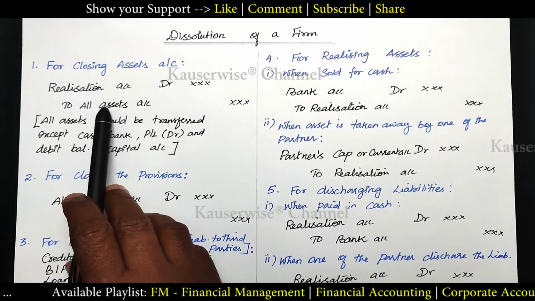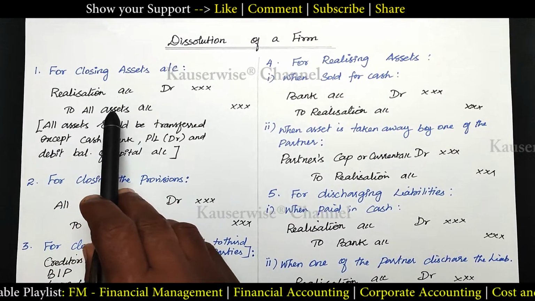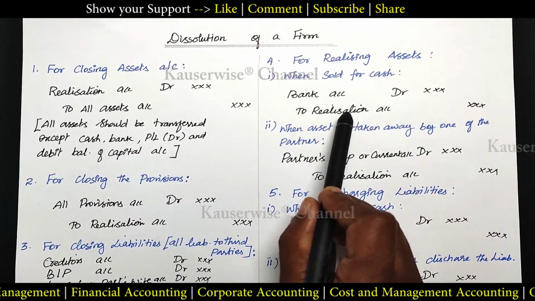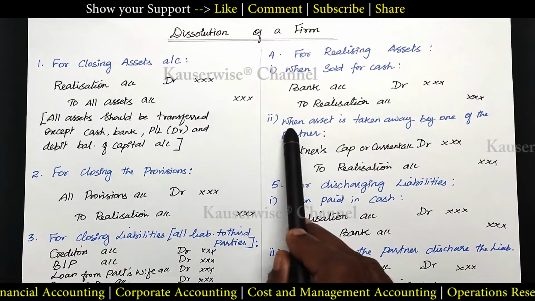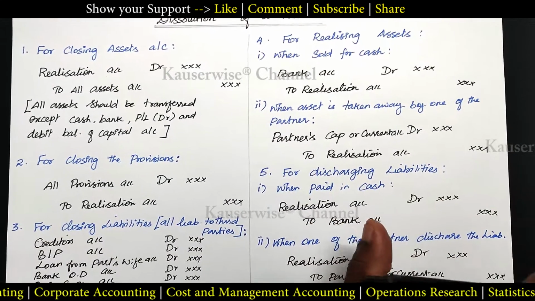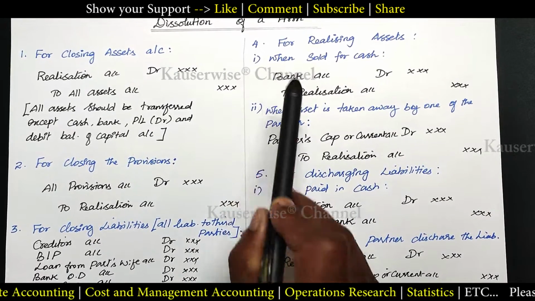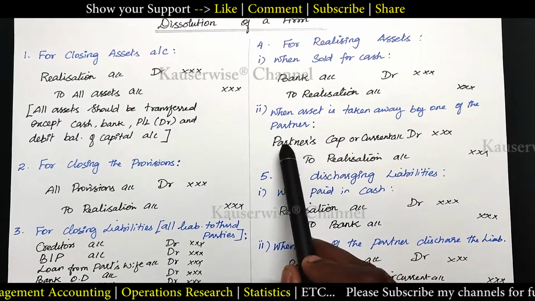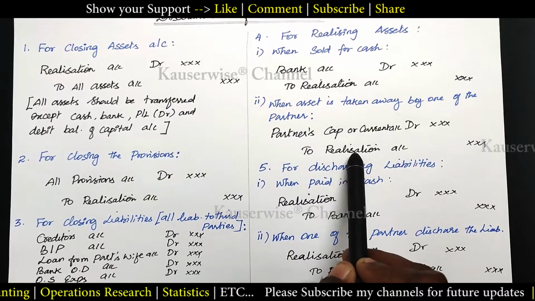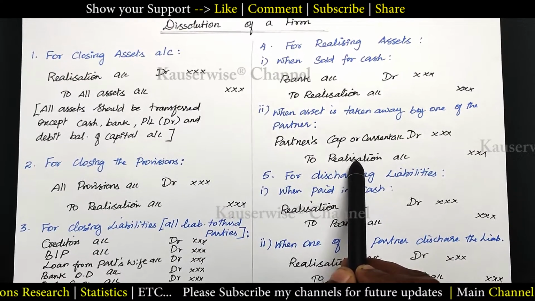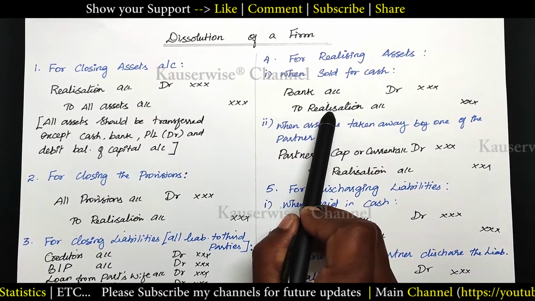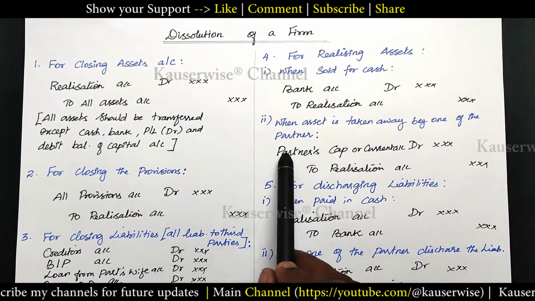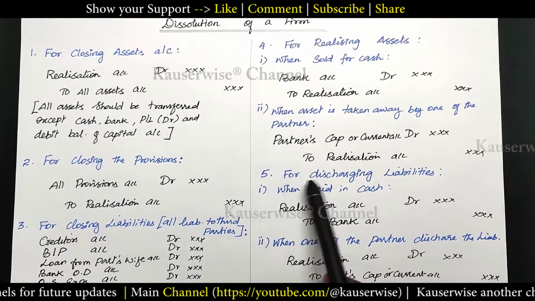What is the entry for closing of assets? Realization debit to assets. Now these assets are realized for cash, so what is the entry? Bank account debit to realization account. The next one, when assets are taken up by any one of the partners, in that case, instead of bank, you have to enter the particular partner's capital account or current account. So entry: partner's capital account debit to realization account. If the assets are sold for cash, then this is the entry, bank to realization. If the asset is taken over by any one of the partners, instead of bank, you have to enter partner's capital.